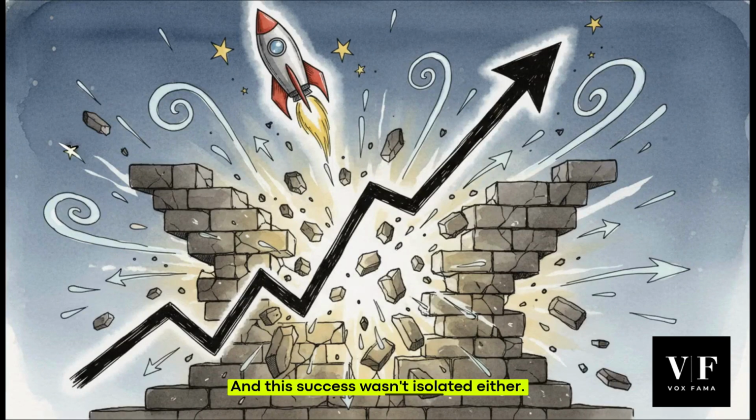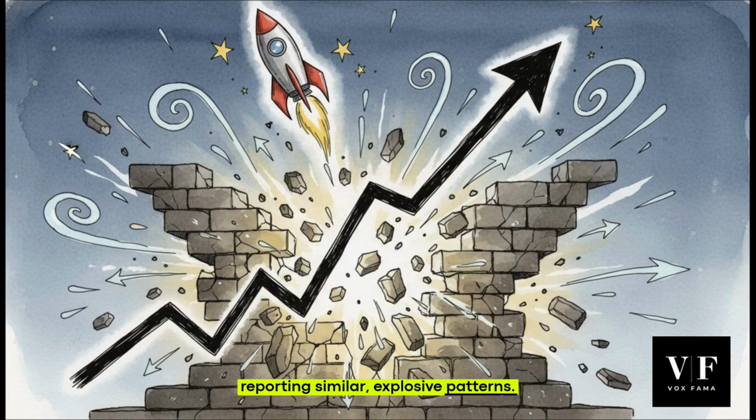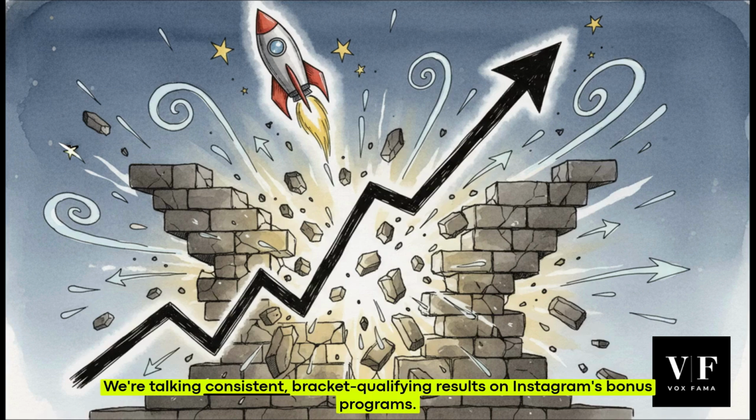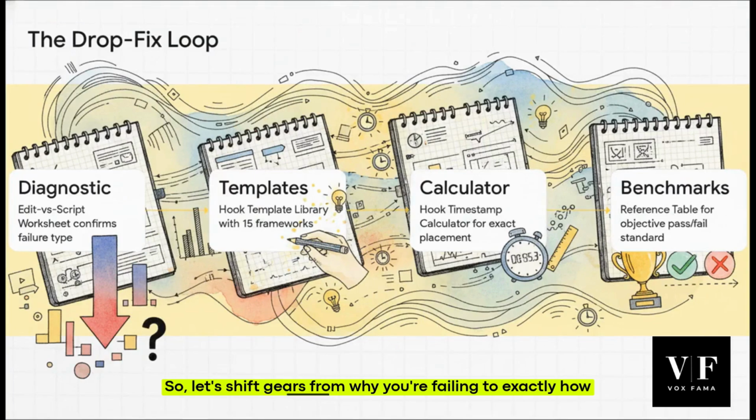And this success wasn't isolated either. Other independent creators who applied this exact same diagnostic method started reporting similar explosive patterns. We are talking 55 million views in a single month. We're talking consistent bracket qualifying results on Instagram's bonus programs, multiple accounts breaking completely free from that miserable 200-view plateau and moving right into sustained predictable distribution. Honestly, when you target the correct variable, which is viewer retention at the exact second level, the plateau doesn't just shift, it completely shatters.